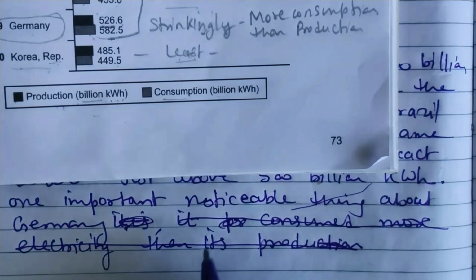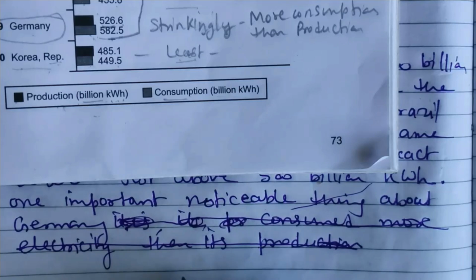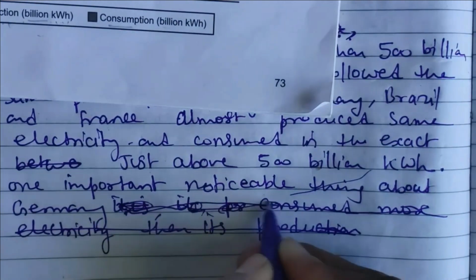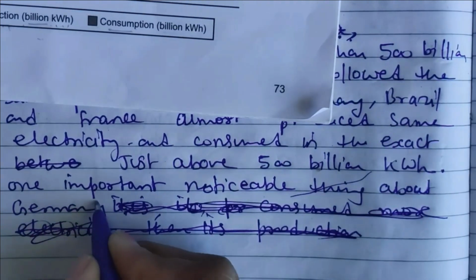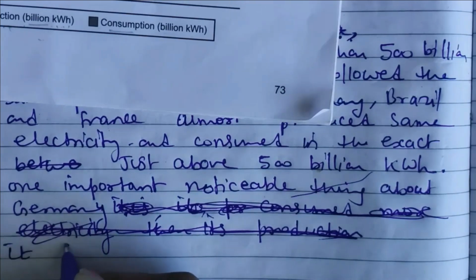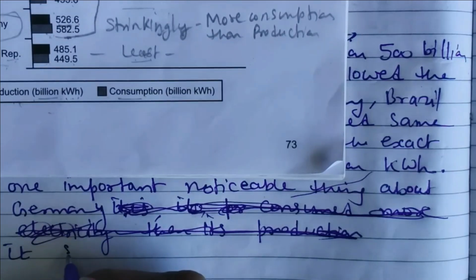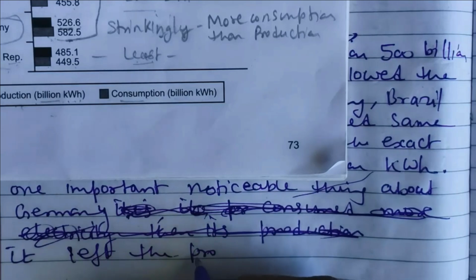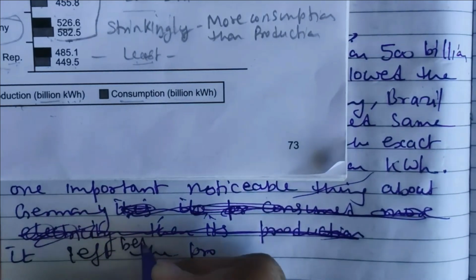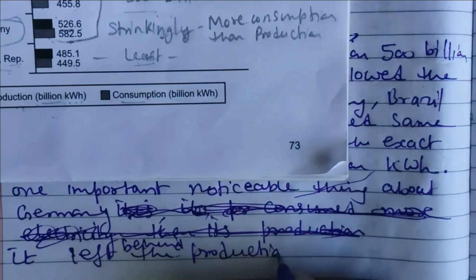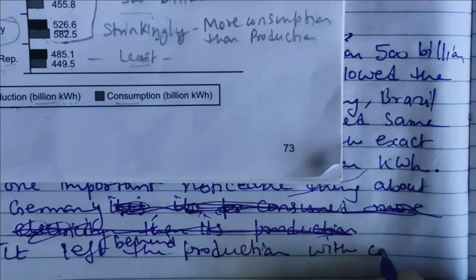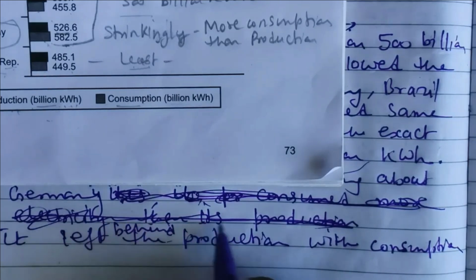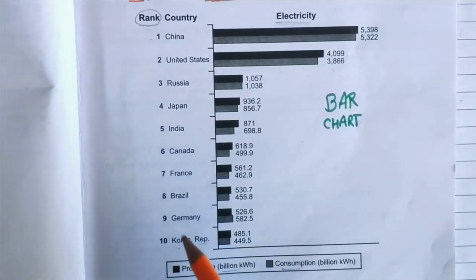When you are practicing, you will come to know that with a pencil it is a good thing, you can always erase and write again. So one important noticeable thing about Germany, excuse me please, sorry. Germany left behind the production with consumption, or vice versa, you can use the words: consumed more electricity than its production. That is a much better wording, in your details.